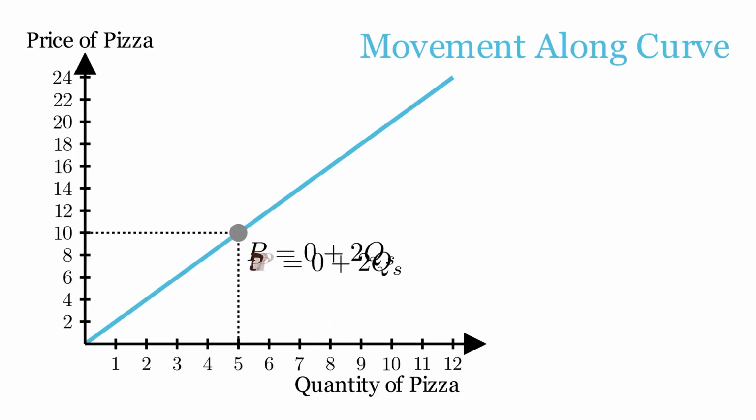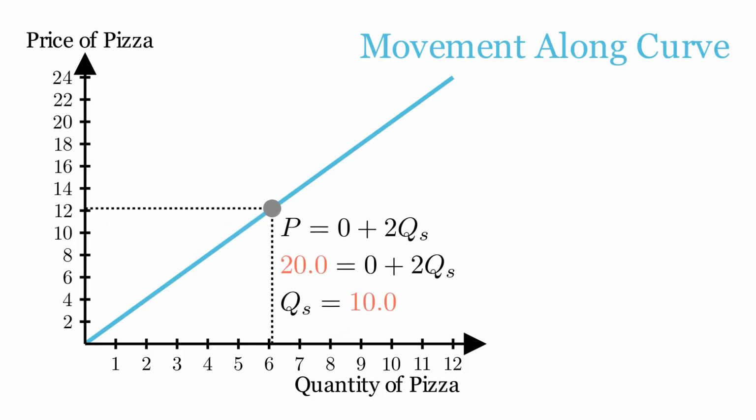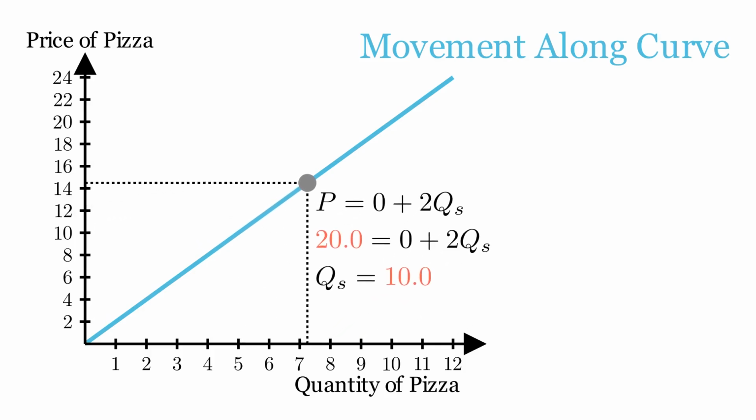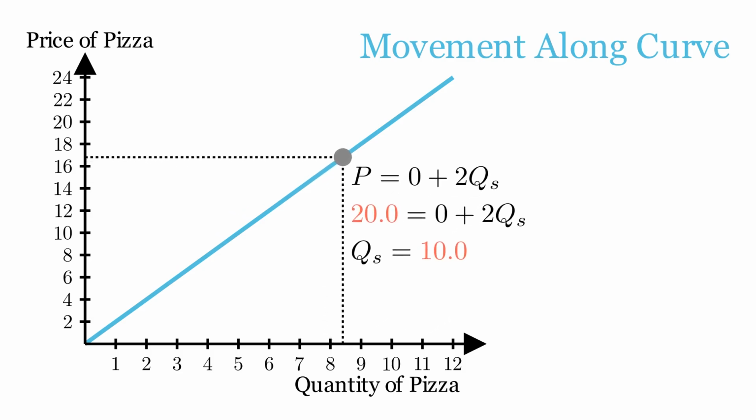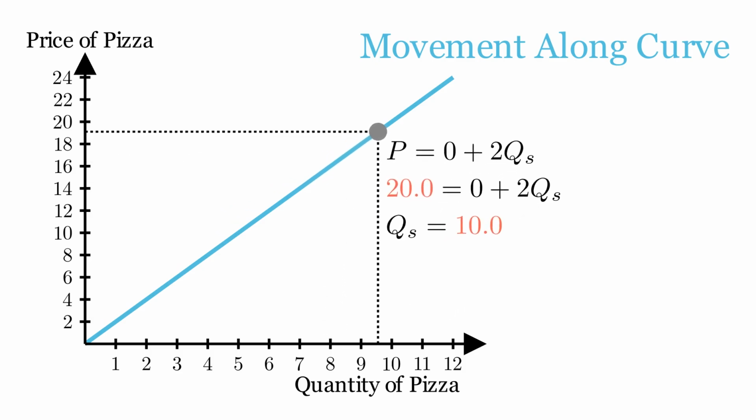Next, let us increase the price from 10 to 20. As the price changes, the quantity supplied increases from 5 to 10. At the same time, the point on the graph moves along the supply curve towards a new combination of price 20 and quantity supplied 10.